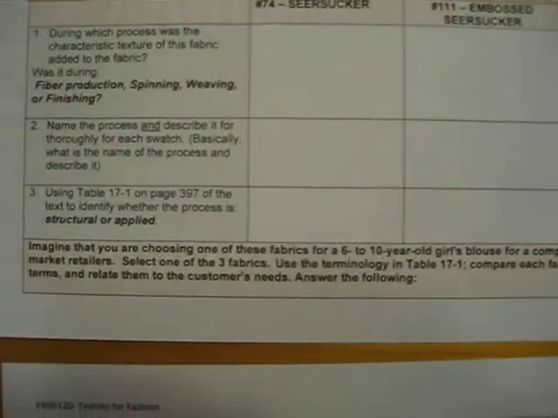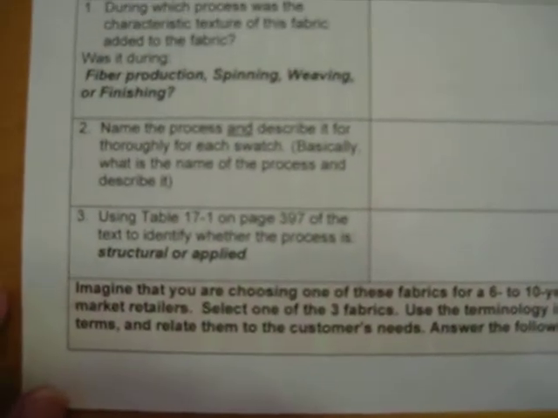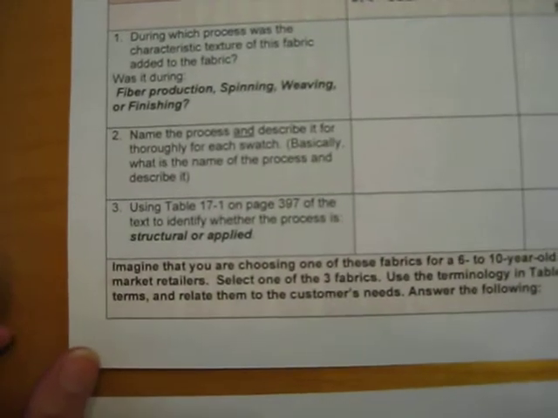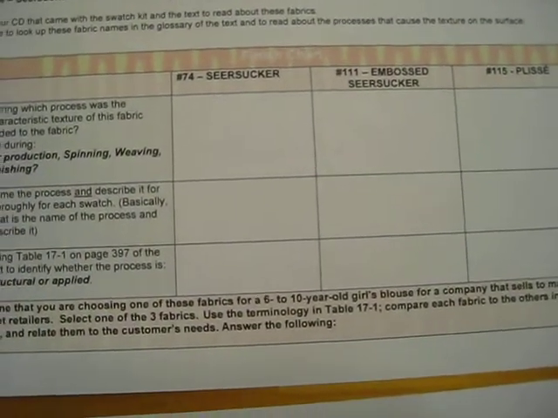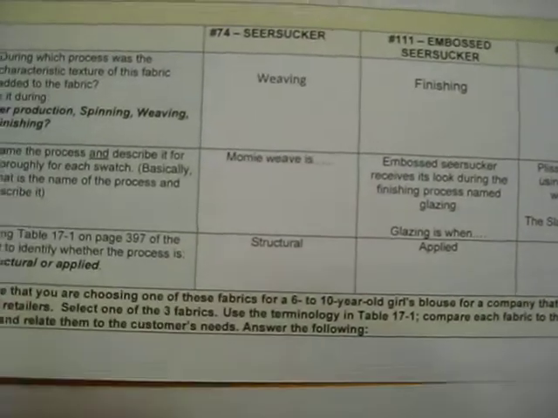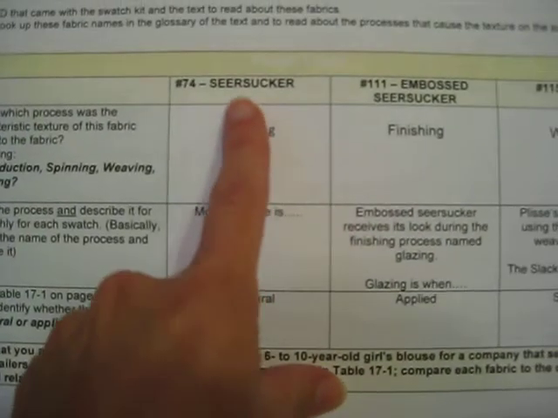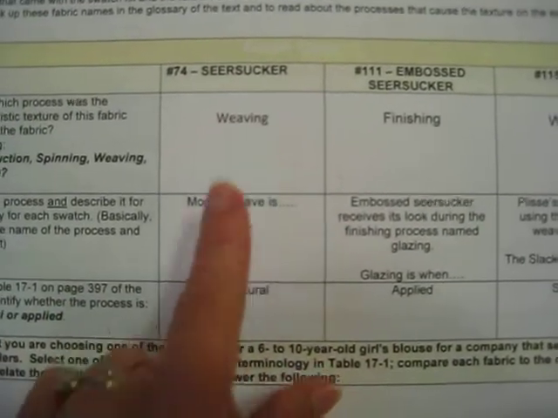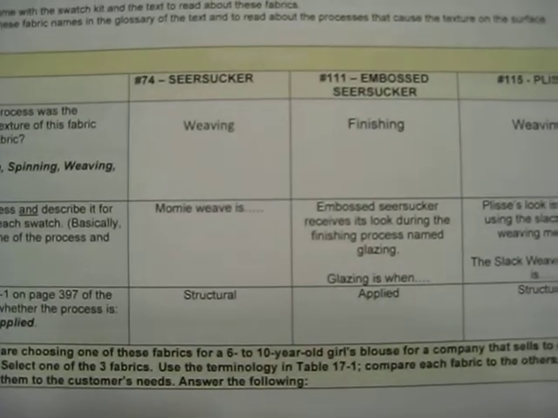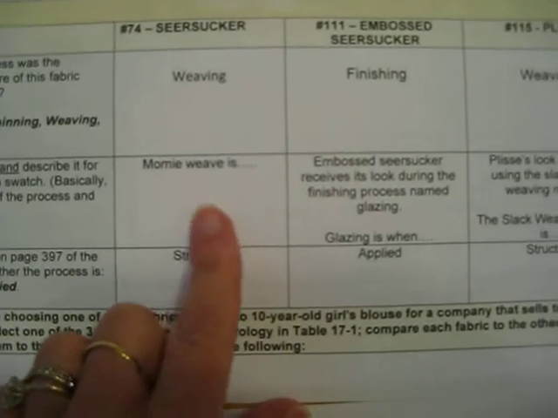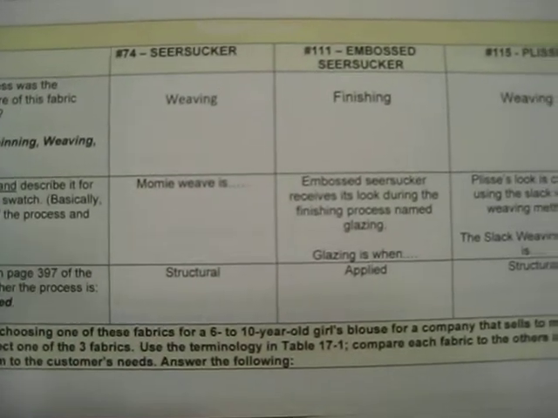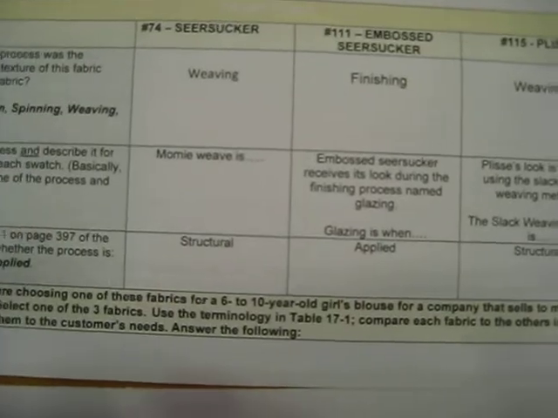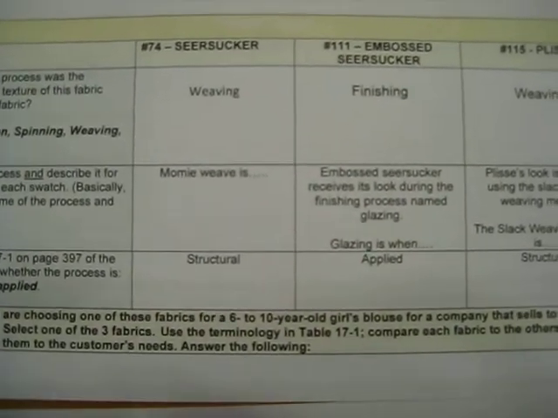Okay, so for number 2, it says name the process and describe it thoroughly for each swatch. Basically, what is the name of the process and describe it? So if you figure out, going back to this fake chart, let's say that you find out that seersucker is a weave, okay? Then tell me what weave it is. Is it a Momie weave? Then if it is a Momie weave, look it up and tell me what the Momie weave is. Tell me about it. How is it created?